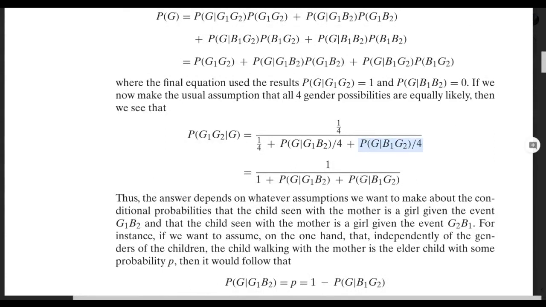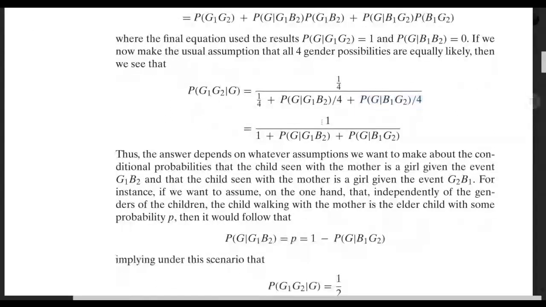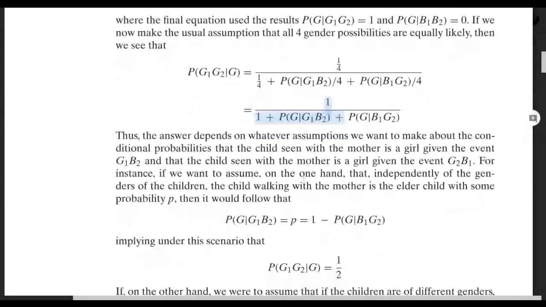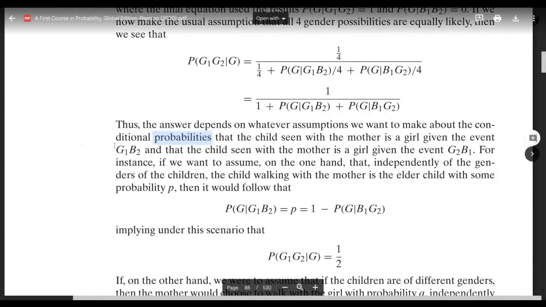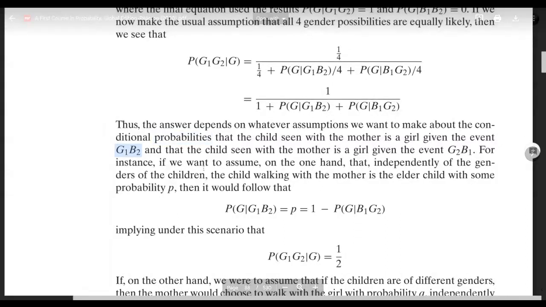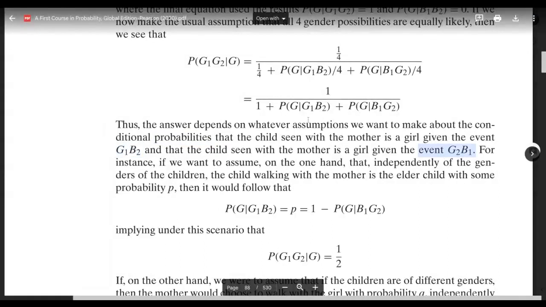Then what is the probability of a girl to be seen? So left with those. Now the answer depends on whatever assumptions we want to make about the conditional probability that this child seen with the mother is a girl, given the event. The first one is a girl, second one is a boy, and the child seen with the mother is a girl, given the event. Yes, that's these two, right?